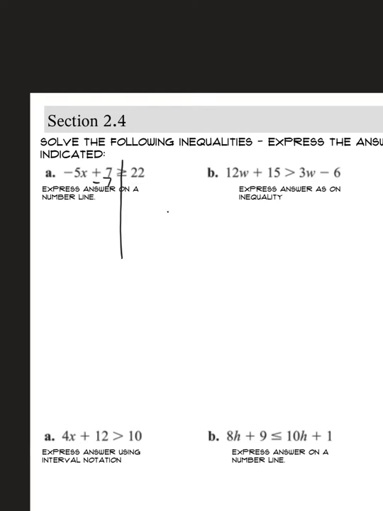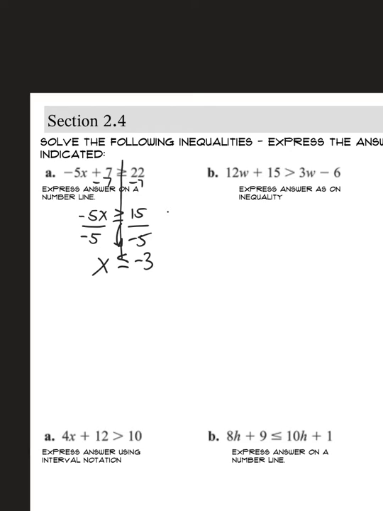So I'm going to subtract 7. Got to do that to both sides, which leaves me with negative 5x greater than or equal to 15. I did not flip the symbol because I just subtracted a 7. I didn't multiply or divide yet. To get x alone, I'm going to have to divide both sides by -5. Divide by a negative, that means you must flip your symbol.